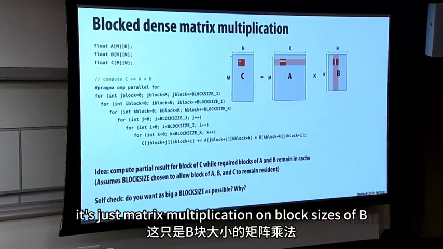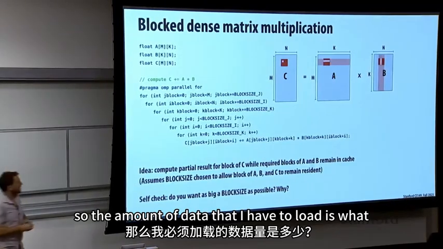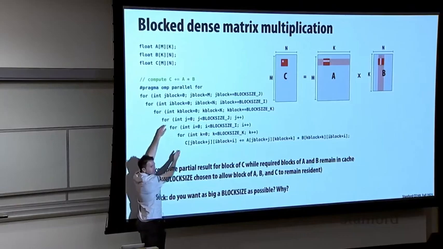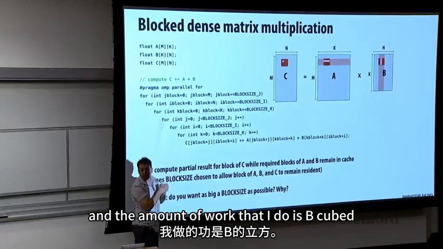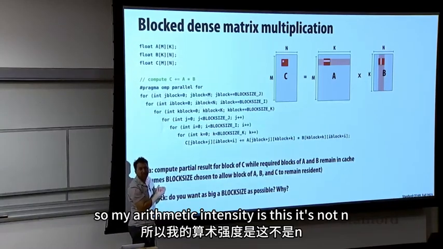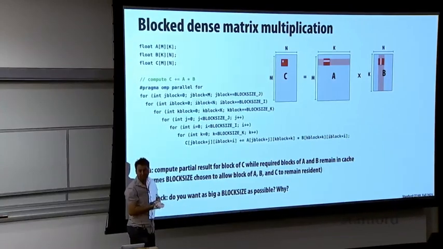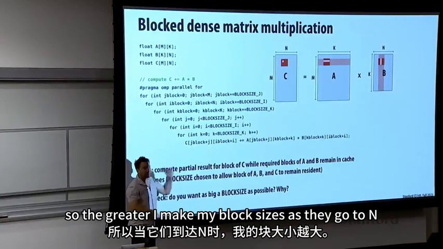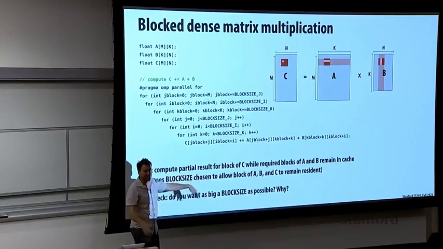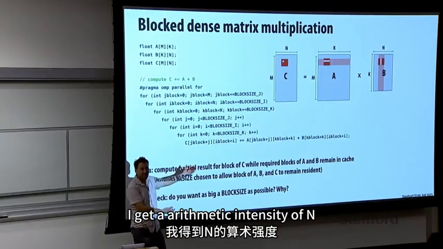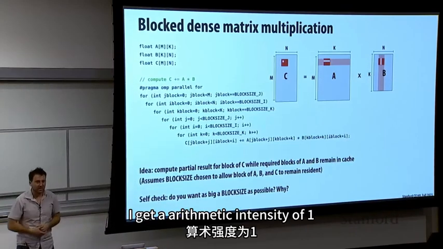It's just matrix multiplication on block sizes of B, or block size here. So the amount of data that I have to load is what? B squared, on the order of B squared. And the amount of work that I do is B cubed. So my arithmetic intensity is this. It's not N, but it's B. So as the block sizes go to N, I get arithmetic intensity of N. As the block sizes go down to 1, I get arithmetic intensity of 1.